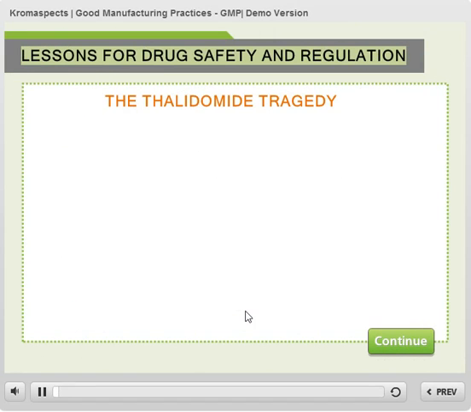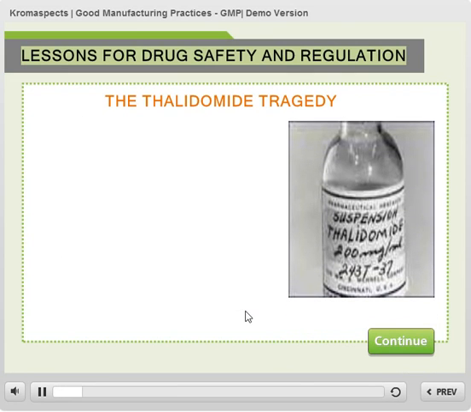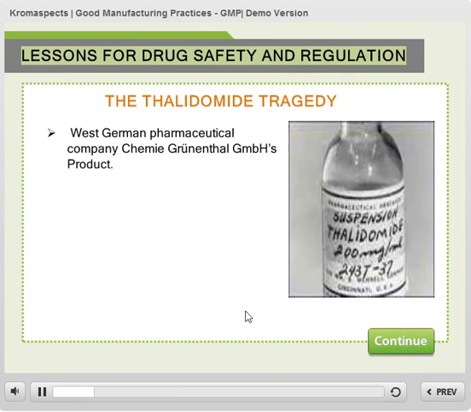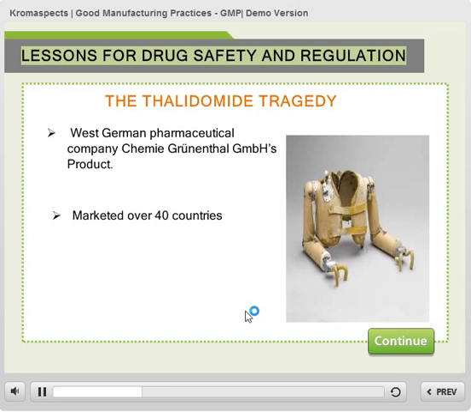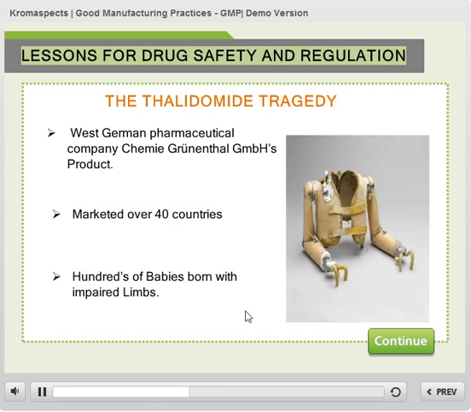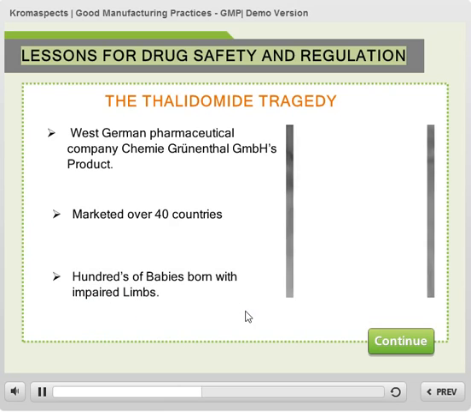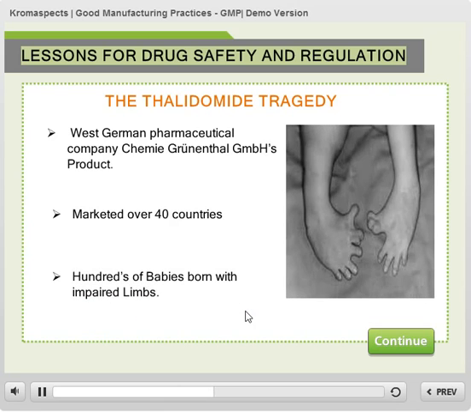The thalidomide disaster is one of the darkest episodes in pharmaceutical research history. Thalidomide was developed in the 1950s by the West German pharmaceutical company, Chemie-Grunenthal GmbH, to expand the company's product range beyond antibiotics. It was meant to be an anticonvulsant drug, but instead it made users sleepy and relaxed.